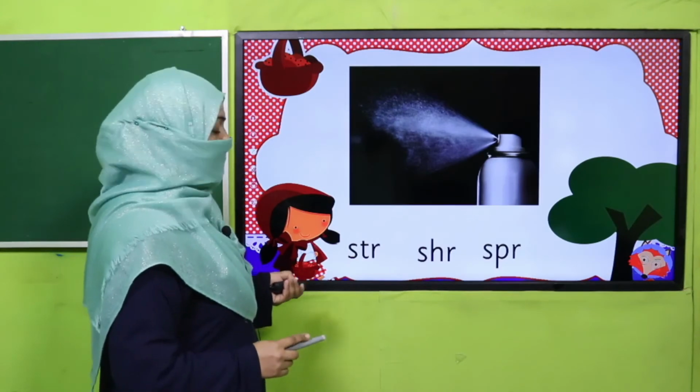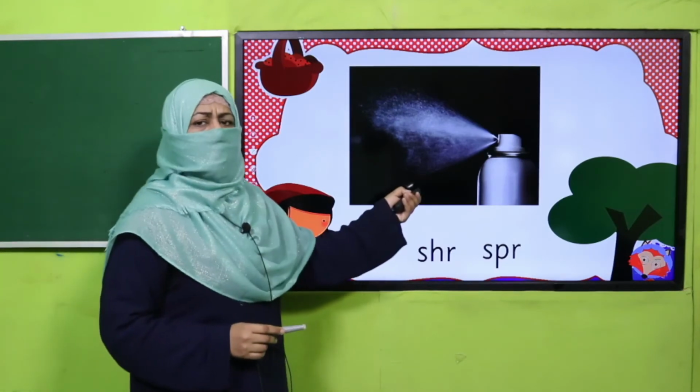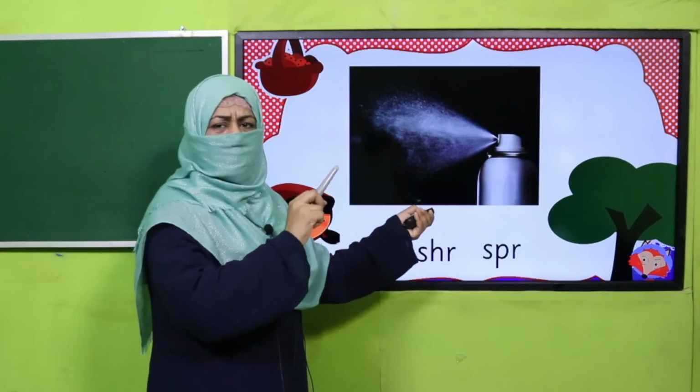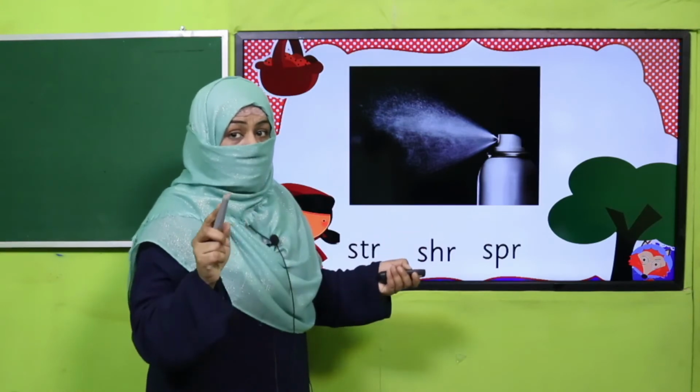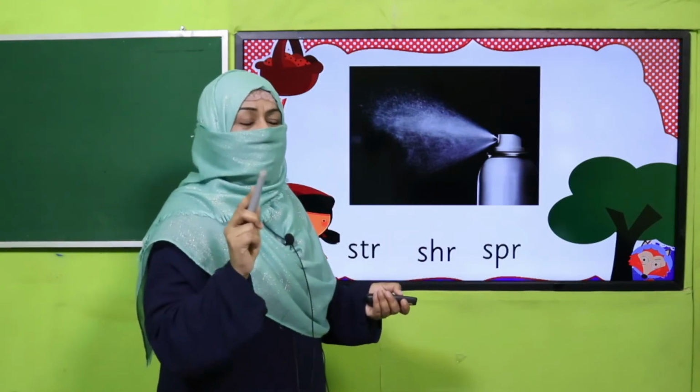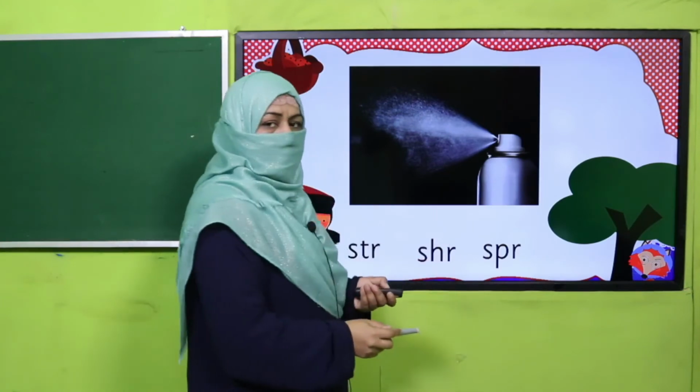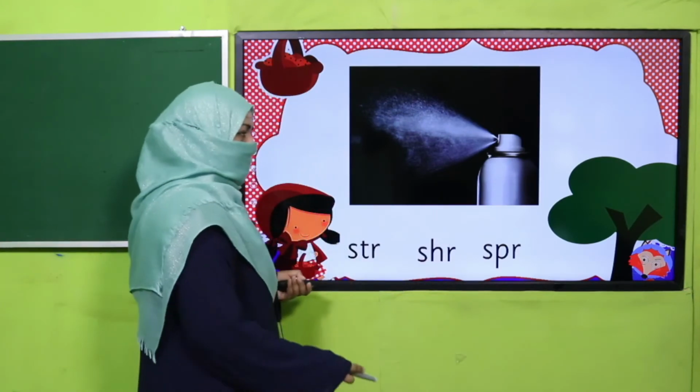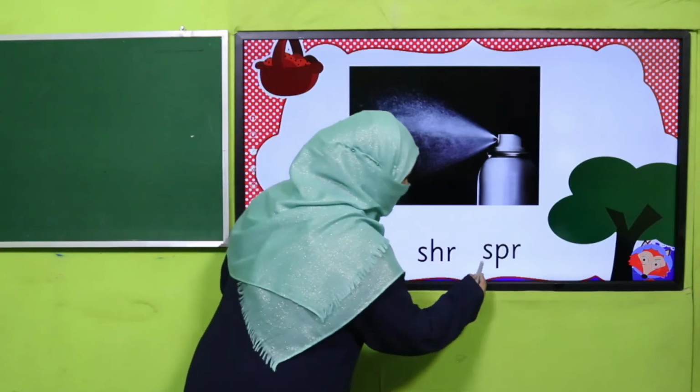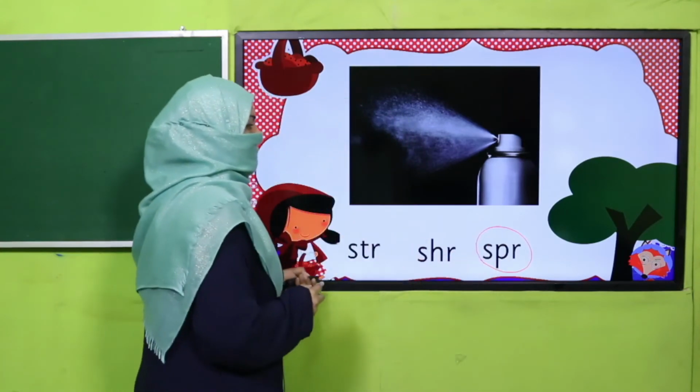And this is spray, right? Spray, the way we use room spray or body spray. So children, you should not use body spray, okay? So this is spray. What consonant cluster goes with it? Spray. Yes, this is the correct answer.